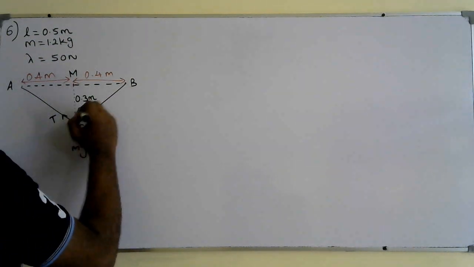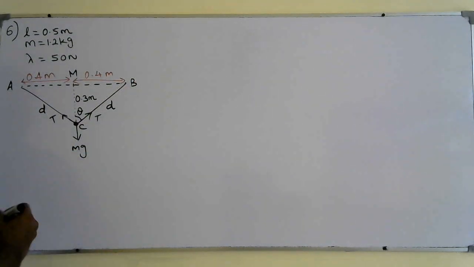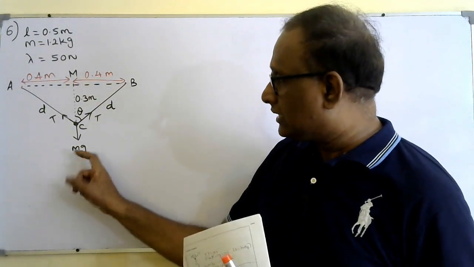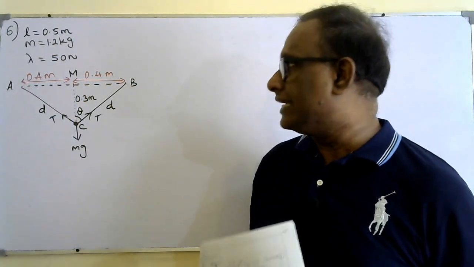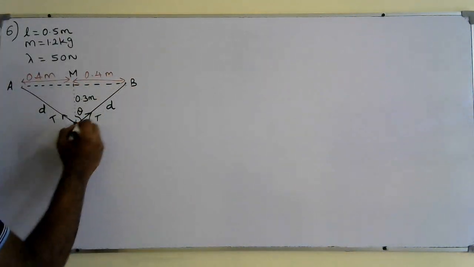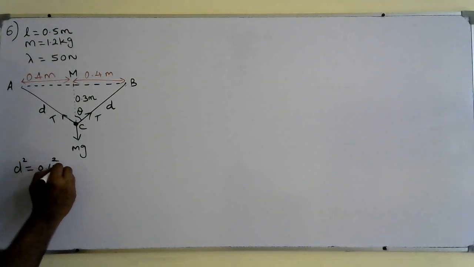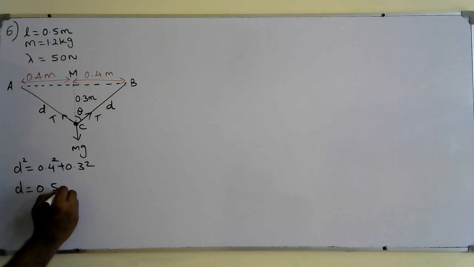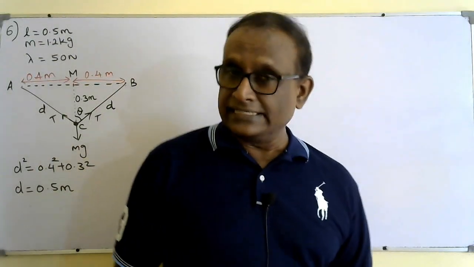So the CB will take it D, so this also D. Now the total length of the string is 2D. The total length of the string after you pull the particle to the point C, the total length of the string is 2D. We'll find D, how much is it? So we use the Pythagoras theorem for this triangle. D squared equal 0.4 squared plus 0.3 squared. So D will be 0.5 meters. Okay, so D 0.5 meters means the question is they asked to find the initial acceleration.